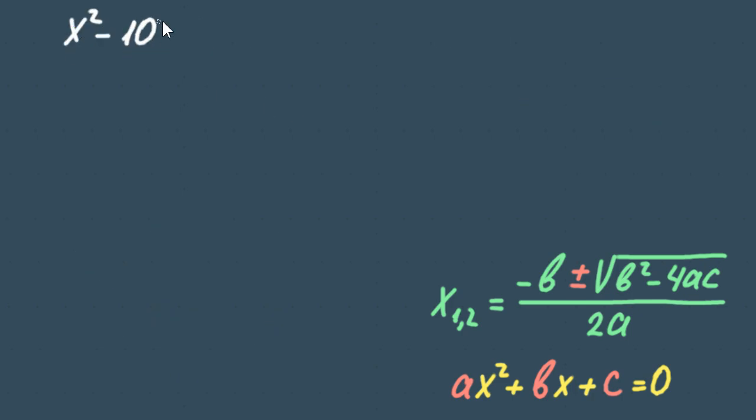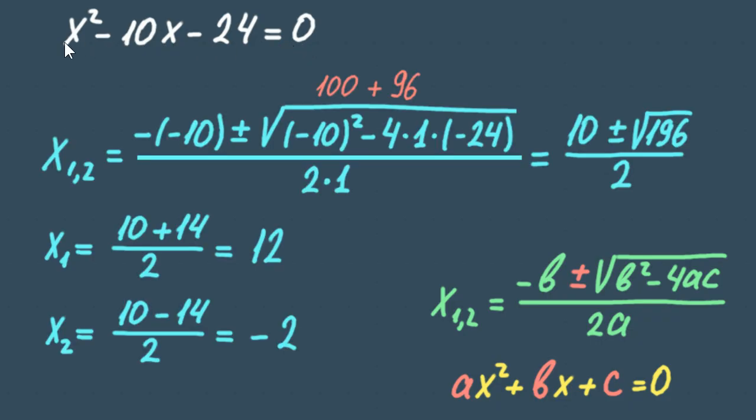Pause the video and first try to solve the following equation yourself. And I will show you the solution in a couple of seconds. There is no numerical coefficient in front of x in the second power, and you need to realize that this coefficient is equal to 1. -10 is b, and -24 is c. The square root of 196 is 14.